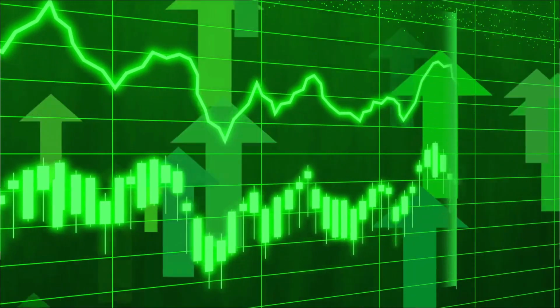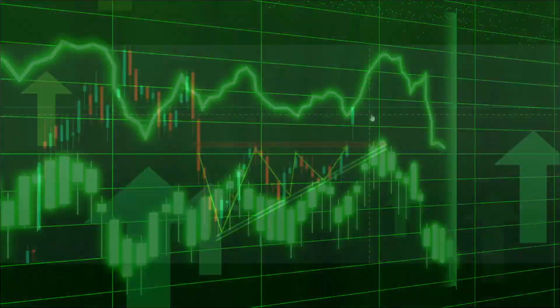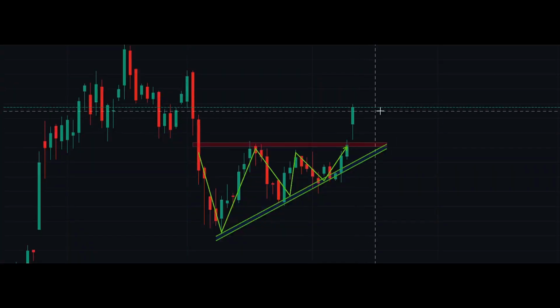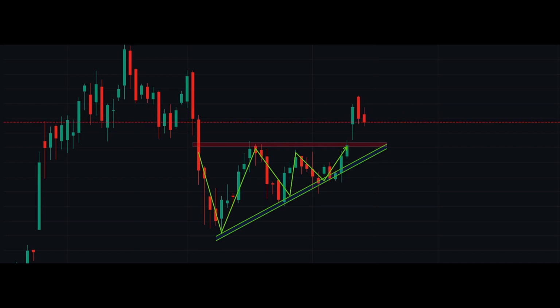Now again we go to our charts. Now what we have seen is that we should not directly enter here in this green candle. Now let's see. Yes, this is the perfect entry. This is our perfect entry.